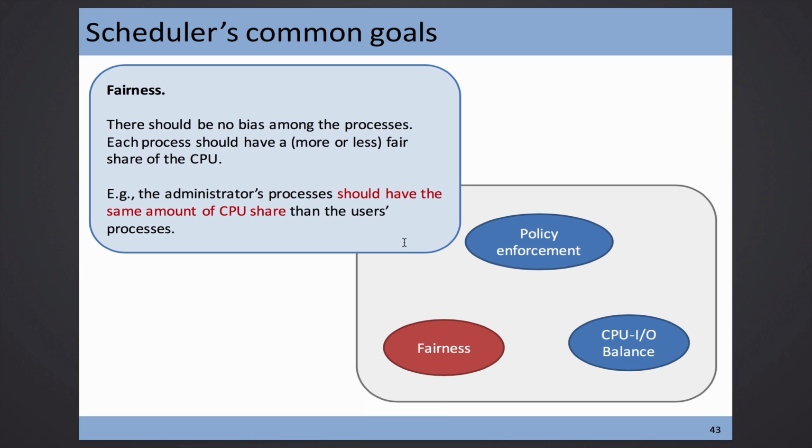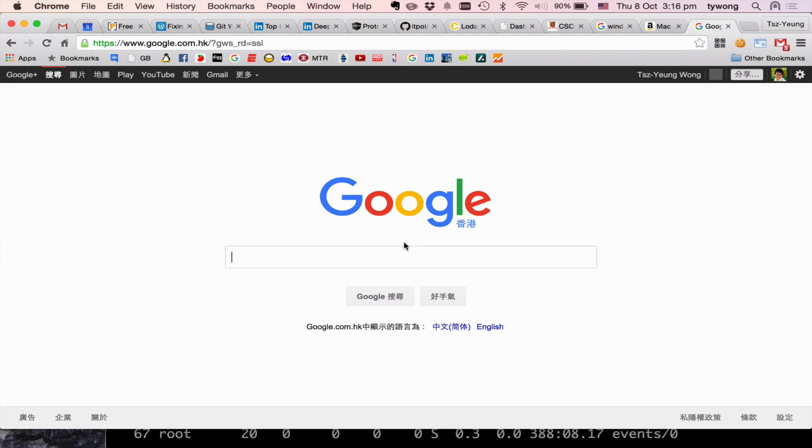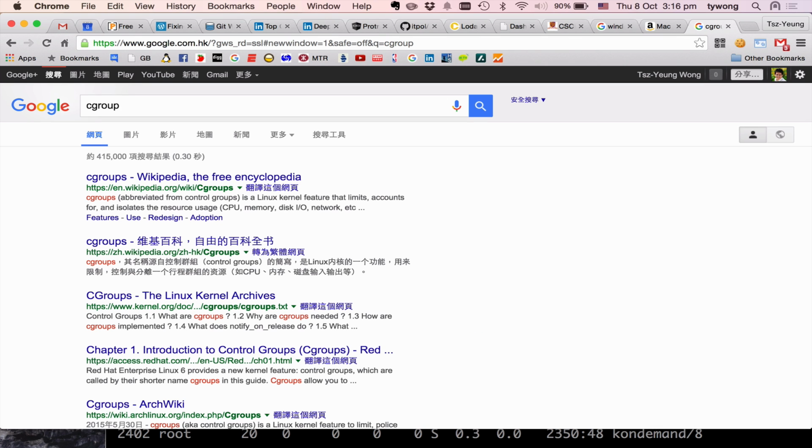So the Linux community invented one new trick. They group the whole set of processes as a process group. We call it a process group. And the name, if you're interested in it, C group. Okay, so it's kind of new, 4 or 5 years. They try to group them as a set of processes, and when the scheduler treats this batch of processes, it will give more or less fair treatment to them.